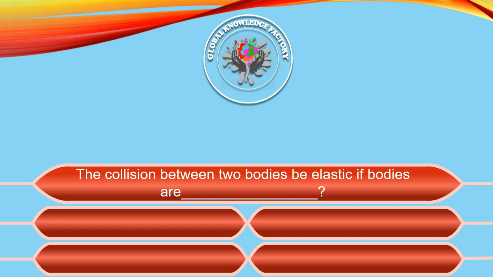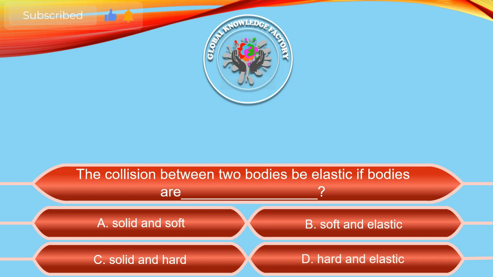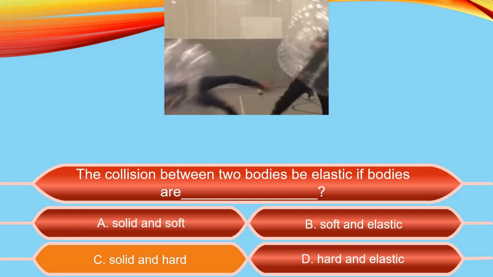The collision between two bodies will be elastic if bodies are: A. Solid and soft, B. Soft and elastic, C. Solid and hard, D. Hard and elastic. Answer is C. Solid and hard.